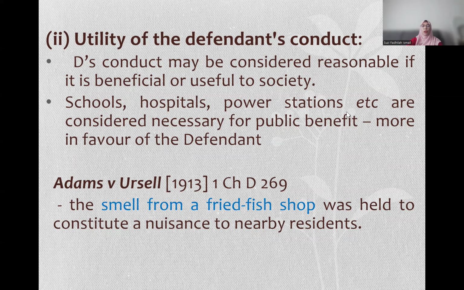Okay, in part 2, we have covered the elements of private nuisance and factors affecting reasonableness. So we discussed the first factor, which is the extent of harm and locality. Now the second factor which the court might consider to determine reasonableness is utility. Utility of what? Utility of the defendant's conduct.